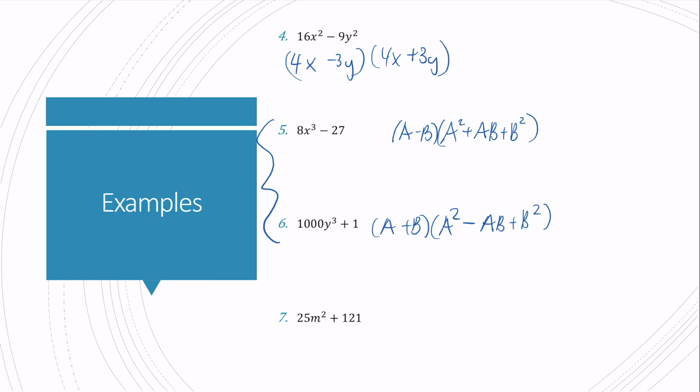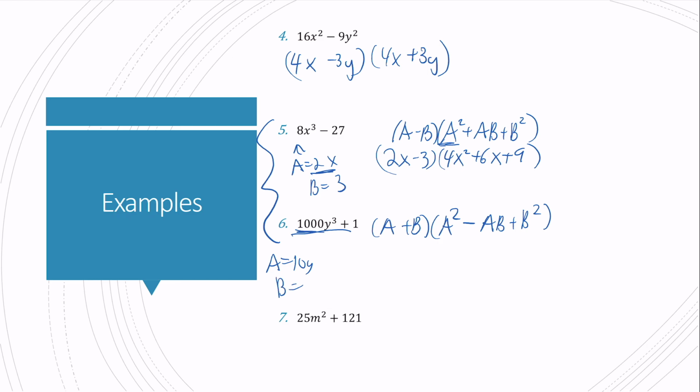So we start by labeling our a's and our b's. In this case, my a is 2x and my b is 3. So I have 2x minus 3 times 4x squared, because it's 2x squared. You distribute, plus 6x plus 9. This example, I've got 10y as my a, because 10 cubed is 1,000, and b is 1. So I have 10y plus 1 times 10y squared, that's 100y squared, minus 10y plus 1.